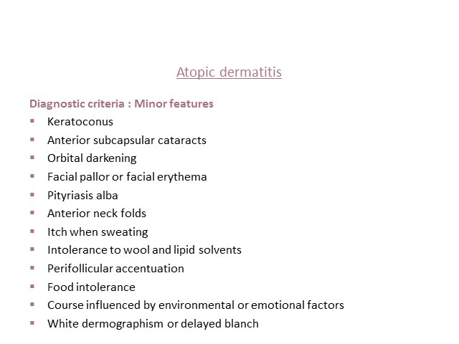There are certain more minor criteria such as keratoconus, which is an ophthalmological finding, anterior subcapsular cataracts, orbital darkening, facial pallor or facial erythema, pityriasis alba, anterior neck folds, itch when sweating, intolerance to wool and lipid solvents, perifollicular accentuation, food intolerance, course influenced by environmental or emotional factors, white dermographism or delayed blanching.